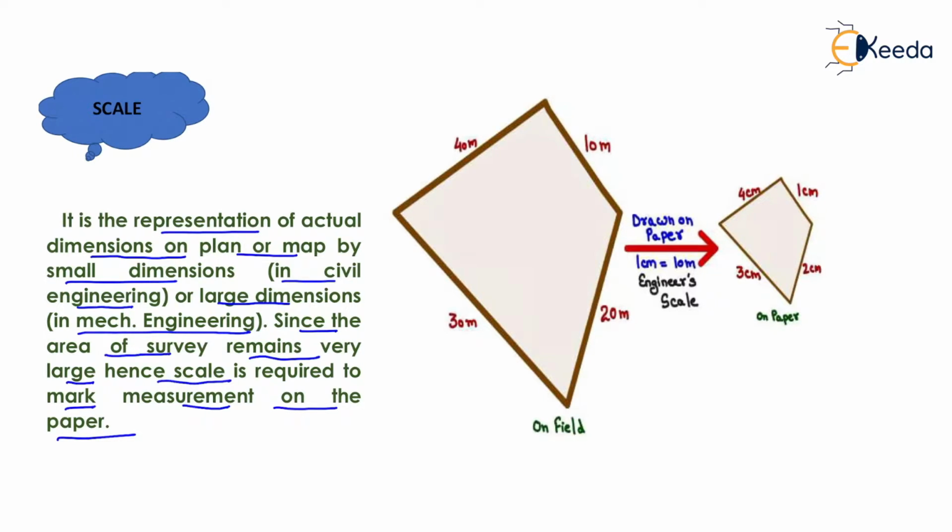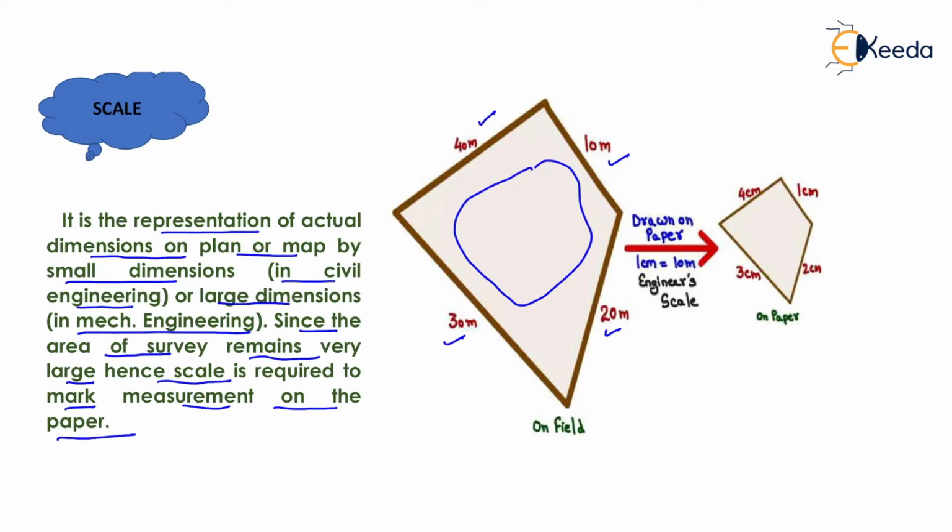Now suppose that on field we have an area like this. Okay, now this length is 40 meter, this length is 10 meter, this length is 20 meter, and this length is 30 meter. Now if we want to plot that whole drawing on our sheet, then we want to use a scale, so that we will easily plot all the dimension on our sheet.